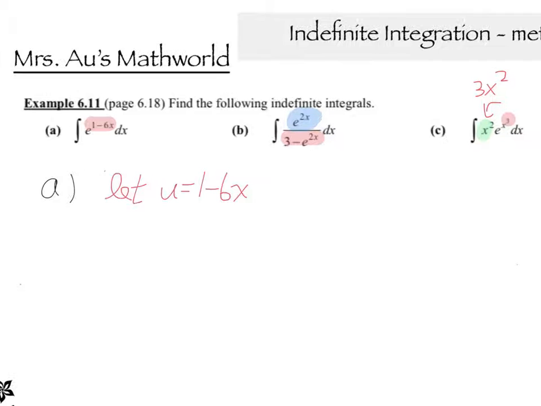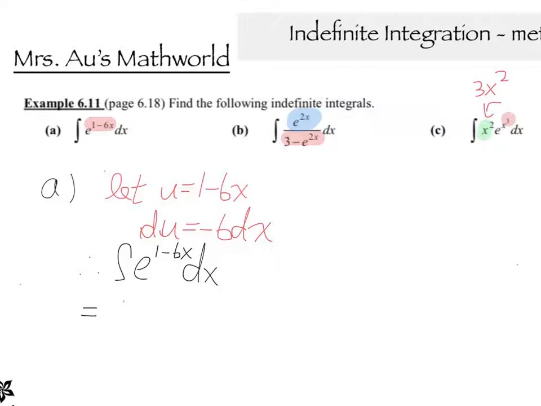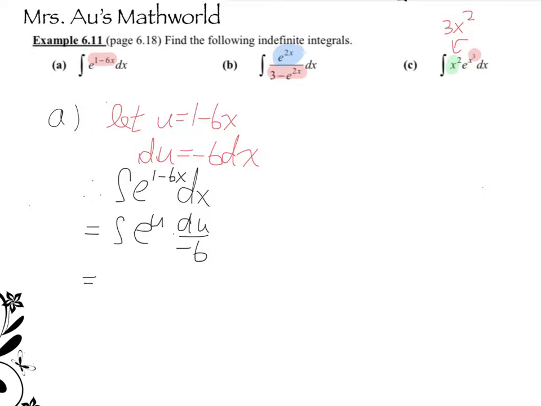So let's start from A. So you let u and then differentiate. You get negative 6 dx. So for this one, after we substitute, you get e to the power u, and then dx becomes du divided by negative 6. So next, negative 6 becomes negative 1/6 here. This step is optional, but it is a good practice to write.